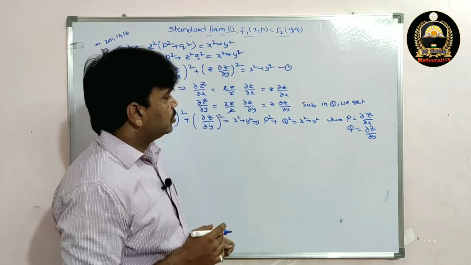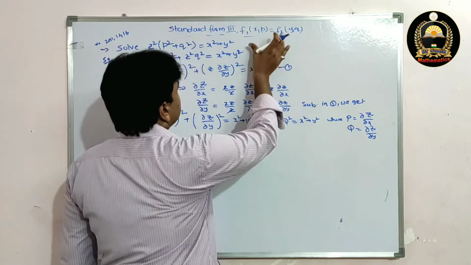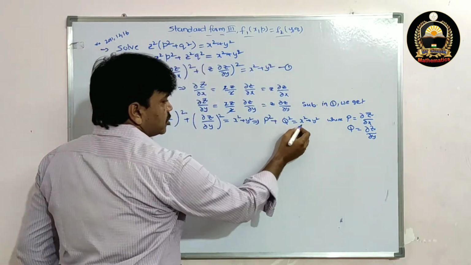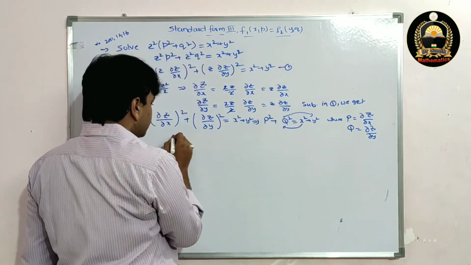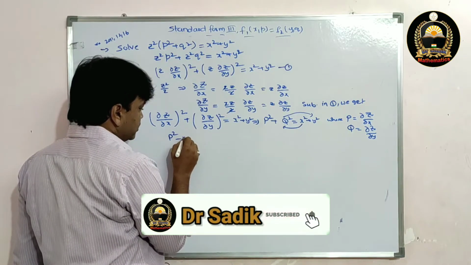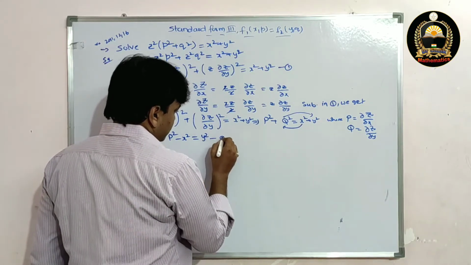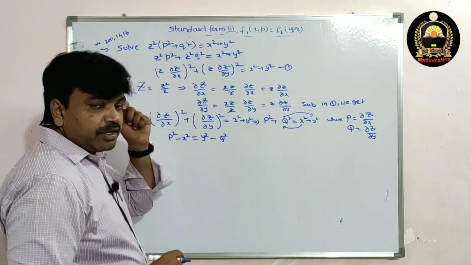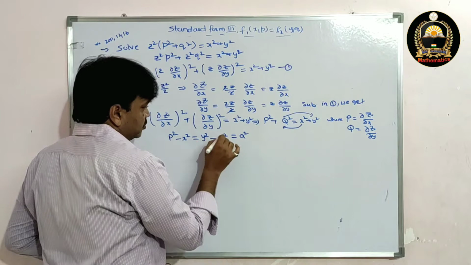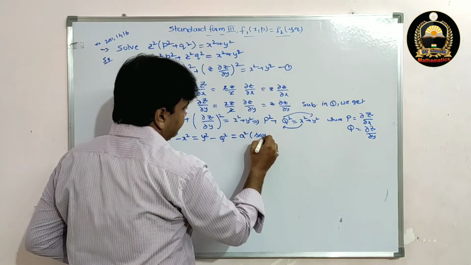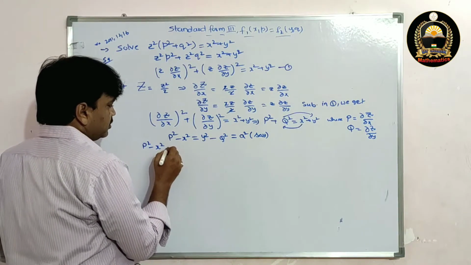xp, yq. So I want to rearrange the terms here as standard form 4. You transpose x square to the left and q square to the right. So you get capital P square minus x square that is equal to y square minus capital Q square. To find the solution of this given problem, say that is equal to a square. Now take the first one, p square minus x square that is equal to a square.